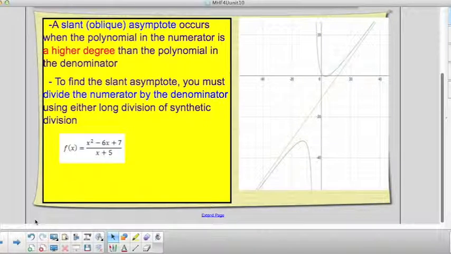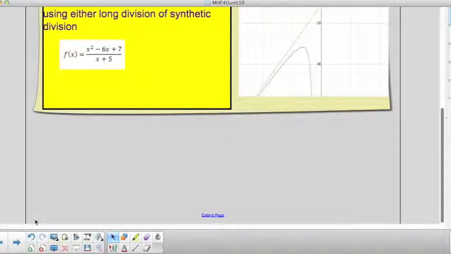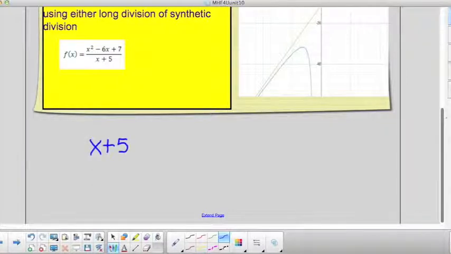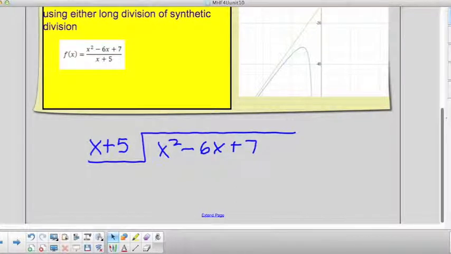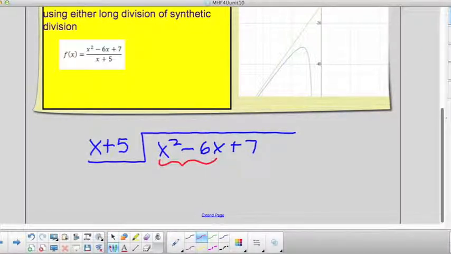Okay, so let's actually do the synthetic division for this one. So, I'm going to do long division actually. So x plus 5, and then we have x squared minus 6x plus 7. Okay, so I know that x plus 5, I'm going to first focus on my x squared minus 6x.